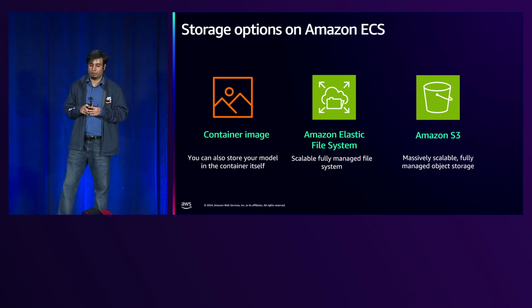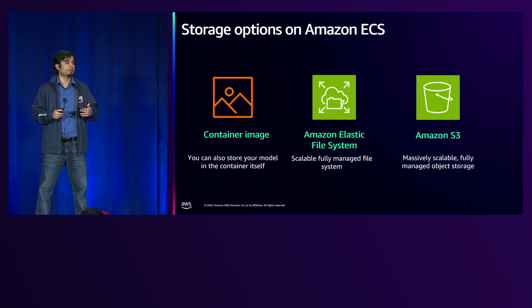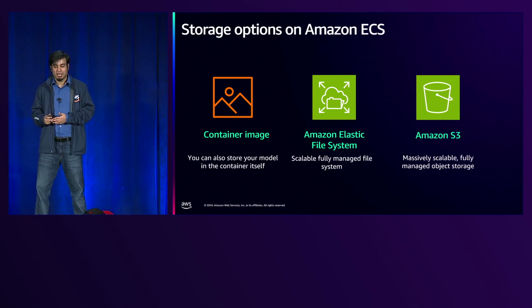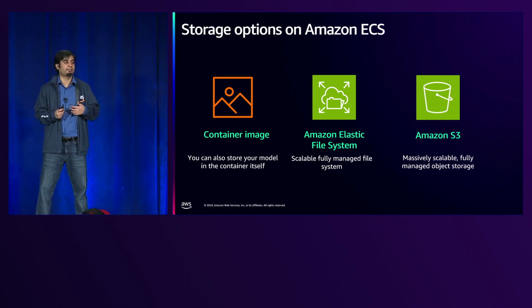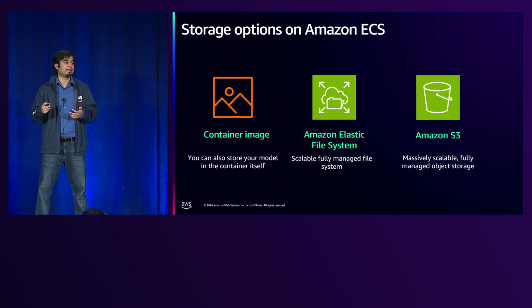So in terms of storage options, again, you have multiple options here with ECS. You can potentially choose to bundle your model along with your application's container image. This is something that might work well for traditional applications, but we would caution you against taking this approach for AI ML based applications, because the model size itself could be from several GBs to hundreds of GBs, and bundling that with container images can slow down your application load time.